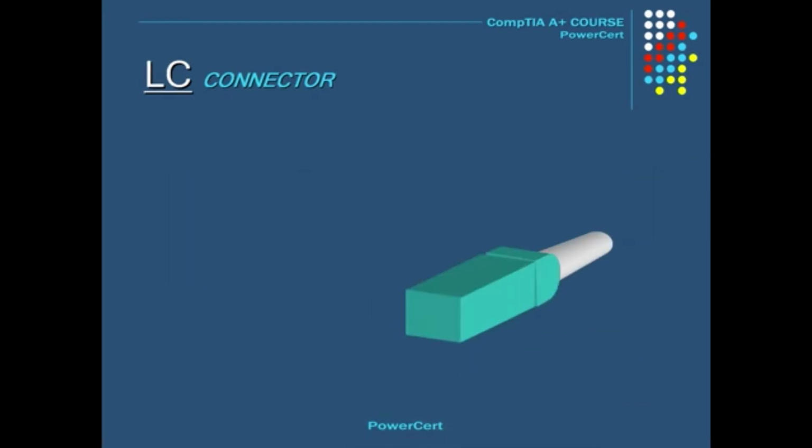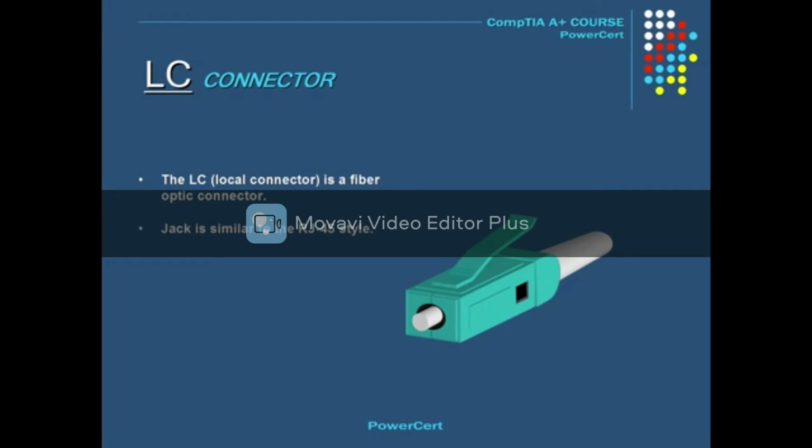Our next connector is called the LC, or local connector. This is also a fiber optic connector. It uses a jack similar to the RJ45. This type of connector is commonly used between floors on a building.